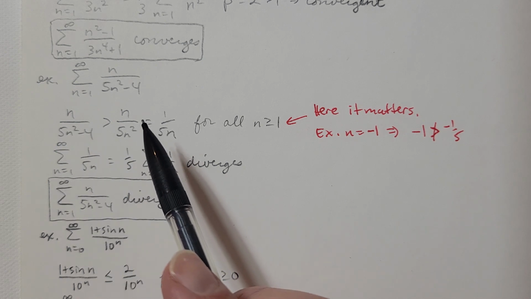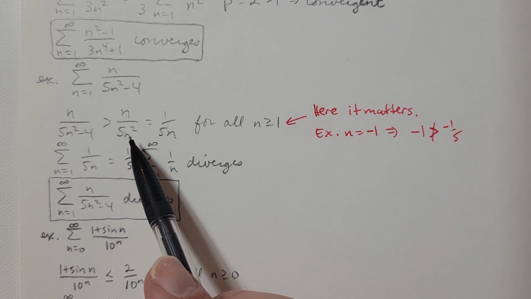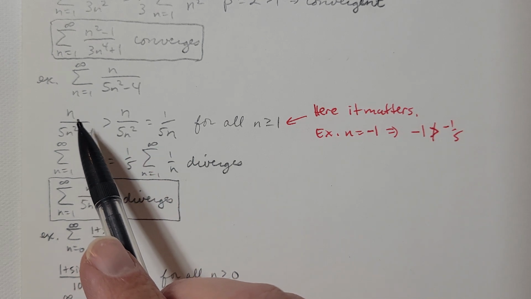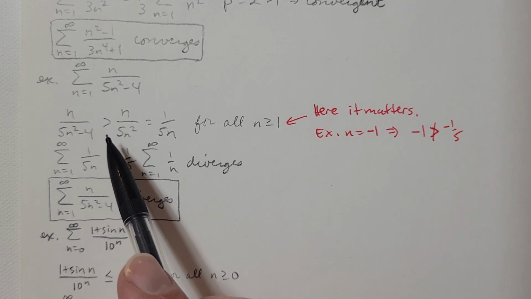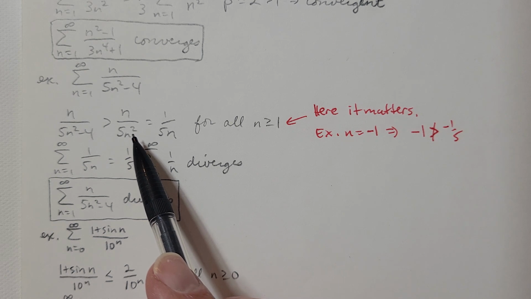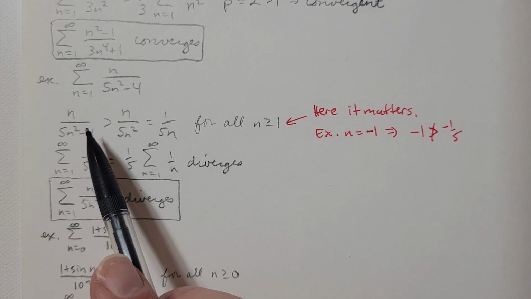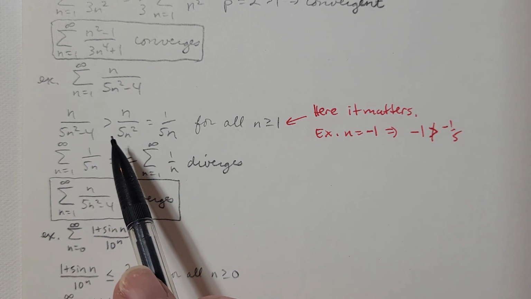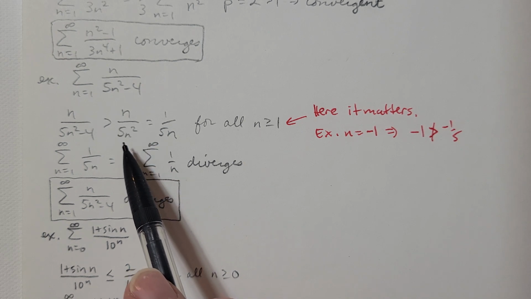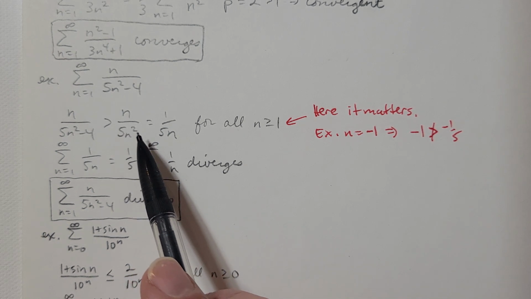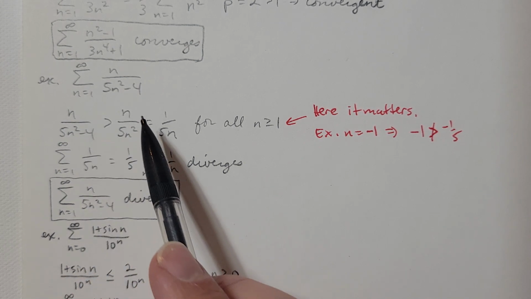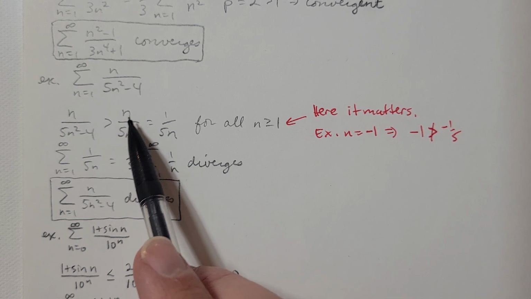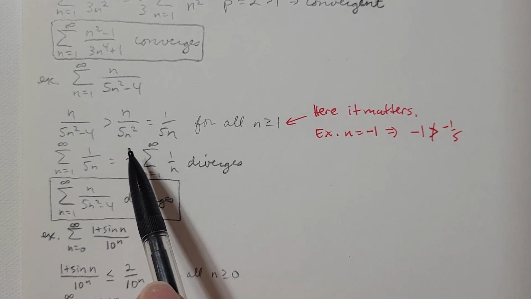If n is 1, I have 1/5 on the right, and n is 1 over here, so 1 divided by 5 minus 4 is 1. 1 over 1 is 1. 1 is bigger than 1/5, right? And the left side is always going to be bigger than the right side. If I'm subtracting 4 in the denominator, then the denominator on this side is going to be a bigger number compared to the one right here. So the overall fraction on the right is going to be a smaller number.